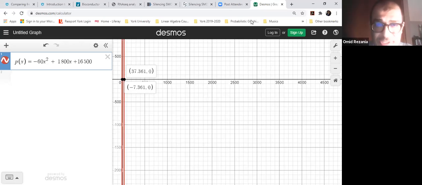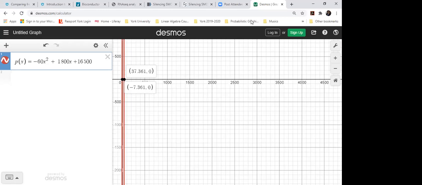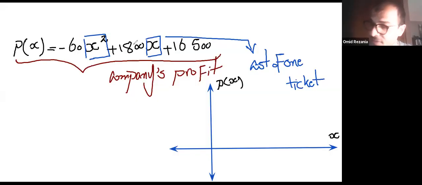Guys, any questions about the plot that we just did on the Desmos? Everyone is fine with it? Yes. Okay. If everyone is fine, I'm going to go back to sharing my whiteboard. In order to do the whiteboard, I'm going to draw a plot which is not going to be to scale because of these values that you see here. I have some crazy values. You see this one, 16,500.